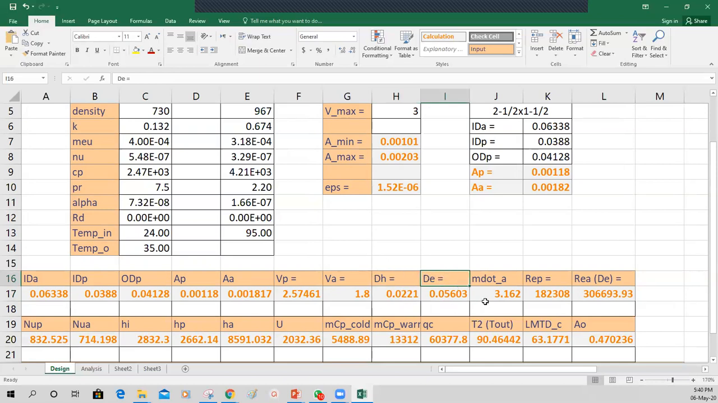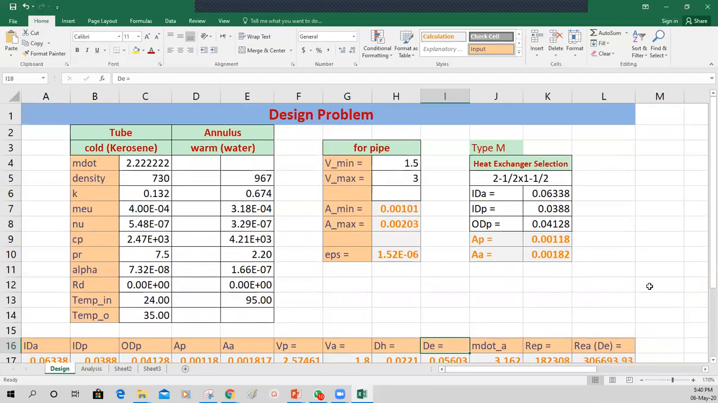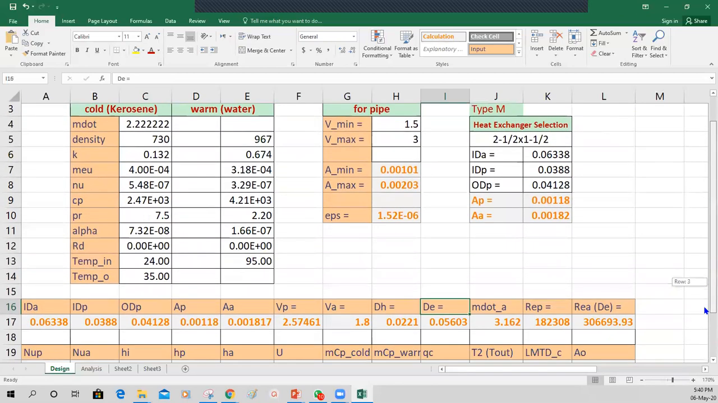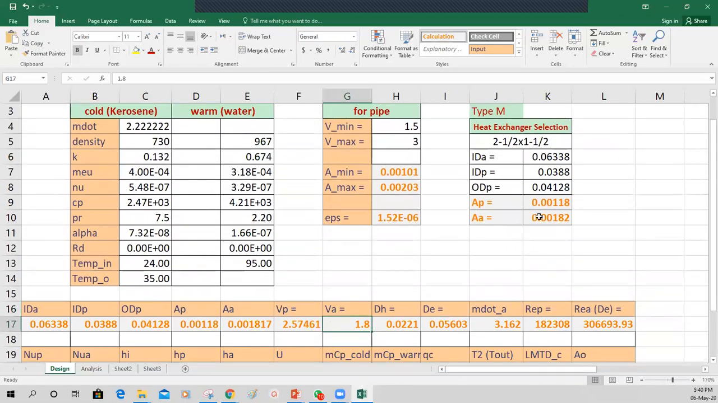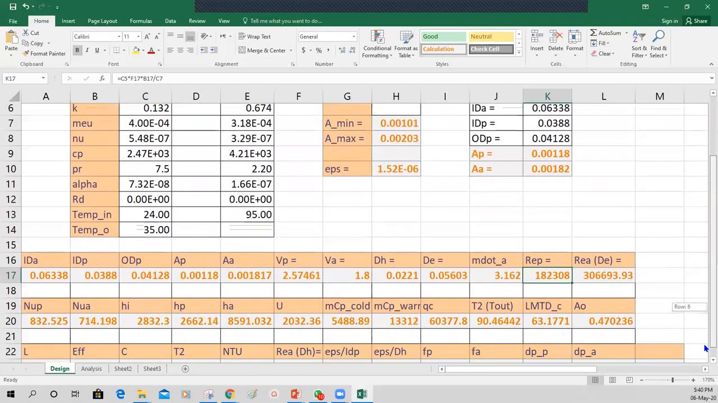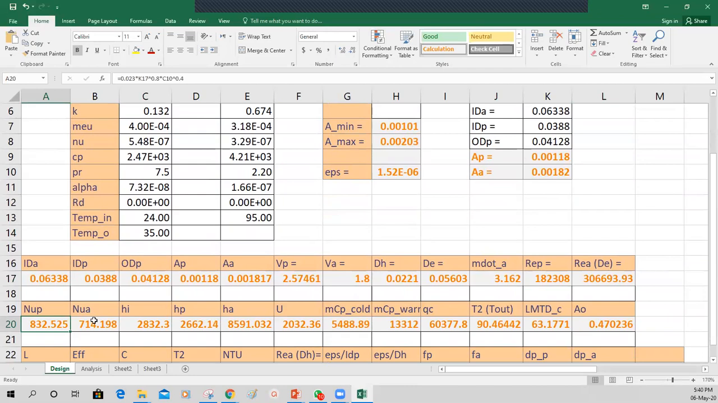This is direct substitution. And now we can calculate the mass flow rate in the annulus, because now we have chosen the velocity and we have the cross-section area and we have the density, right? So we can calculate the mass flow rate. So we calculated the mass flow rate for the annulus. And then we calculated the Reynolds number for the pipe side. Then we calculated the Reynolds number for the annulus side. And then we calculated the Nusselt number for the pipe side and the Nusselt number for the annulus side.